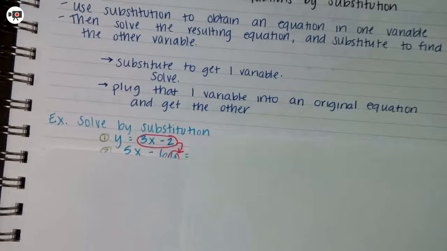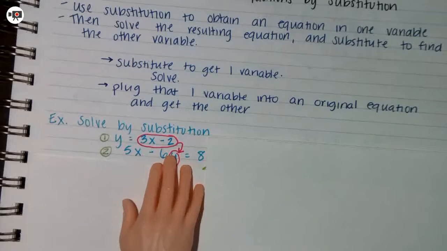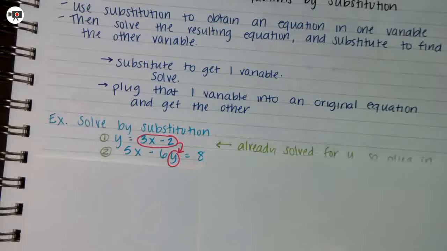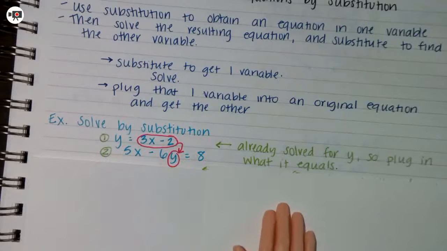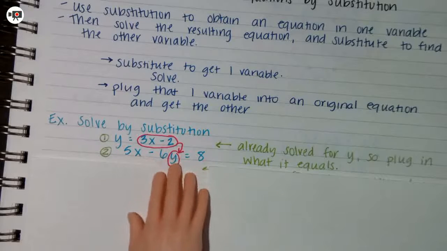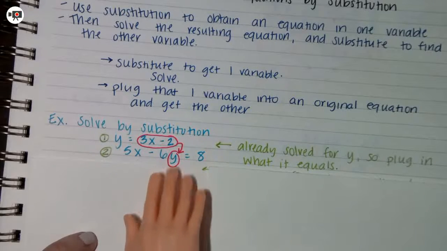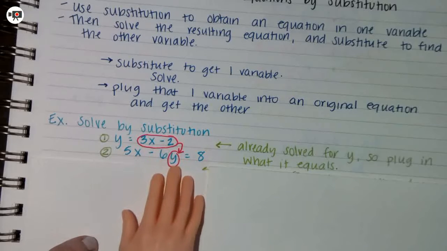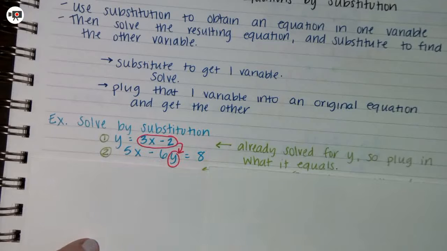Solve this by substitution. y equals 3x minus 2, and 5x minus 6y equals 8. This first one is already solved for y, so I'm going to plug it in to the second for y. So I take what y equals and plug it in instead of y. This tells me what y is, so instead of writing y, I write all of the stuff that y is.